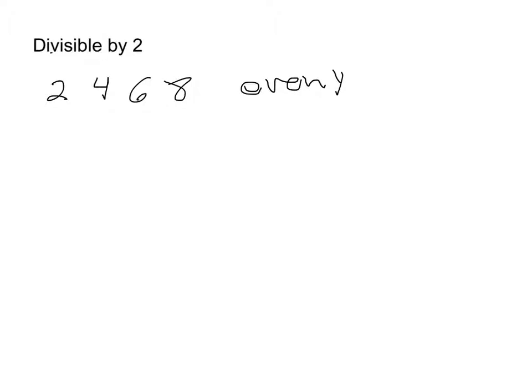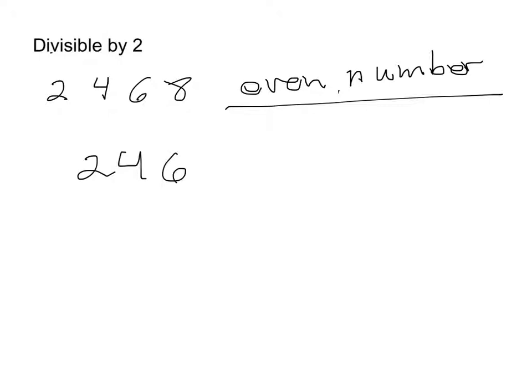Now, as you notice, all of these are even numbers. So for example, let's look at the example of 246. The first thing I notice is that this number has the 6 in the ones place, and that 6 is an even number. If the last digit, which is in the ones place, is an even number, either 2, 4, 6, or 8, that whole number is divisible by 2.